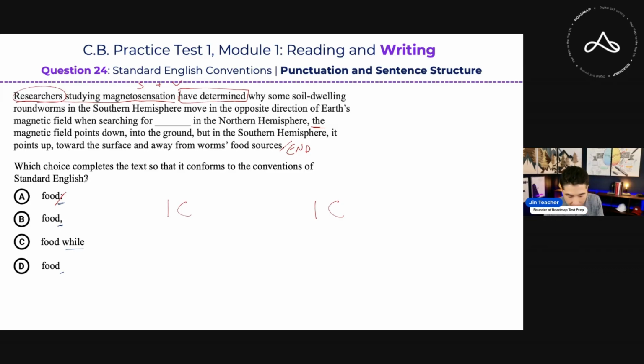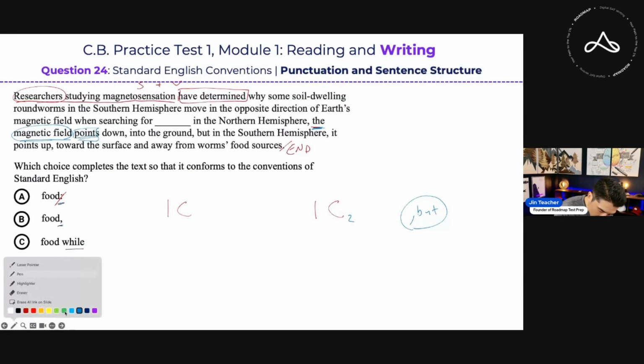Okay, now I'll explain why this is a little bit tricky. The second independent clause, the subject is the magnetic field. The magnetic field is my subject, and then points is my verb, right? The magnetic field points down, right, is my complete sentence, is my complete thought. The magnetic field points down, complete sentence, right? So I have an independent clause number 2 there. And here's the other thing, I have another independent clause.